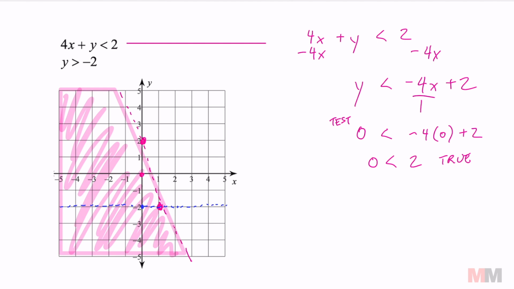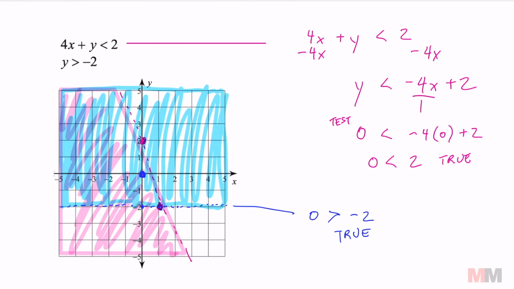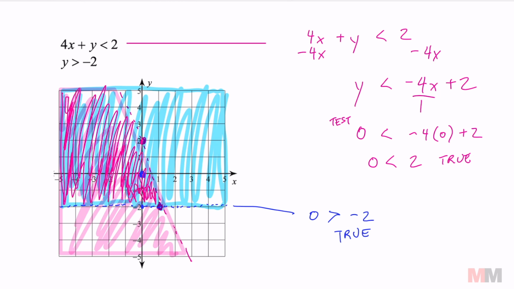Next, I'm either going to shade above this or below. And we go back to our favorite number, 0. That's going to be my test point for blue also. And you see if that's true. 0 is greater than -2. That is true. Meaning that I'm going to shade right above this, and you can start seeing the areas where they intersect. We'll darken that right over here. So that area that they have in common is the solution to the inequality.